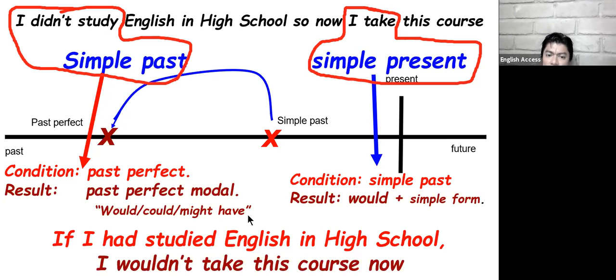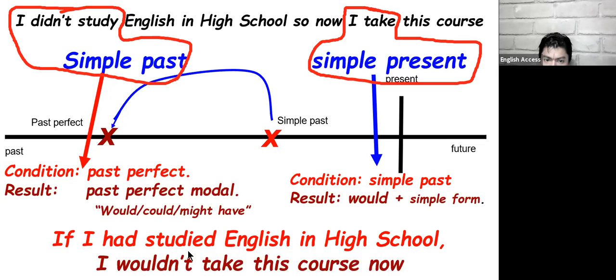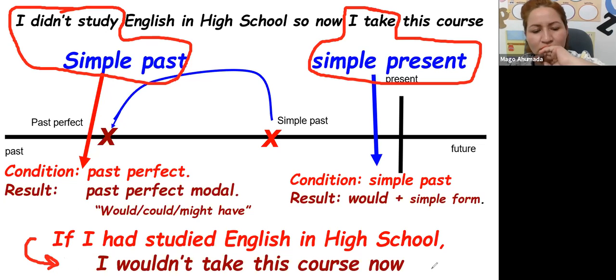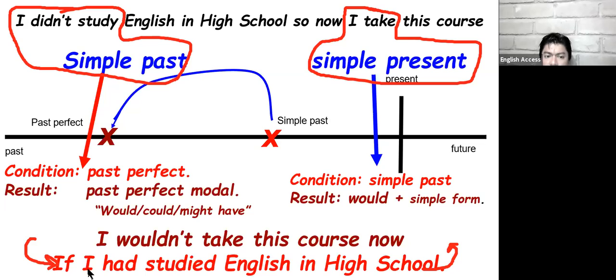So what do we use? "I wouldn't take this course now." Yes, there you go. And we can switch these around, moving the order of the clauses. "I wouldn't take this course now if I had studied English in high school."